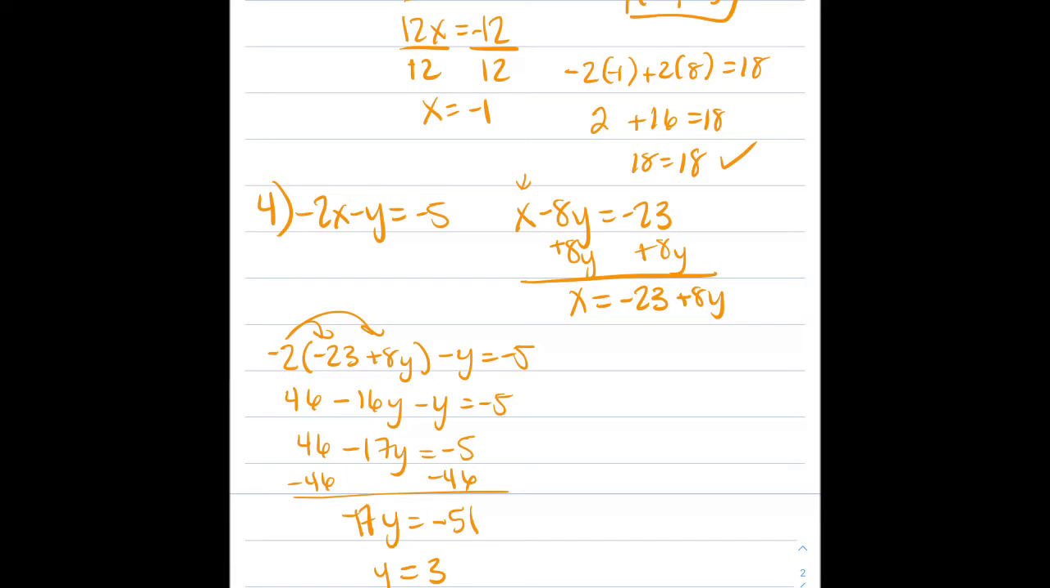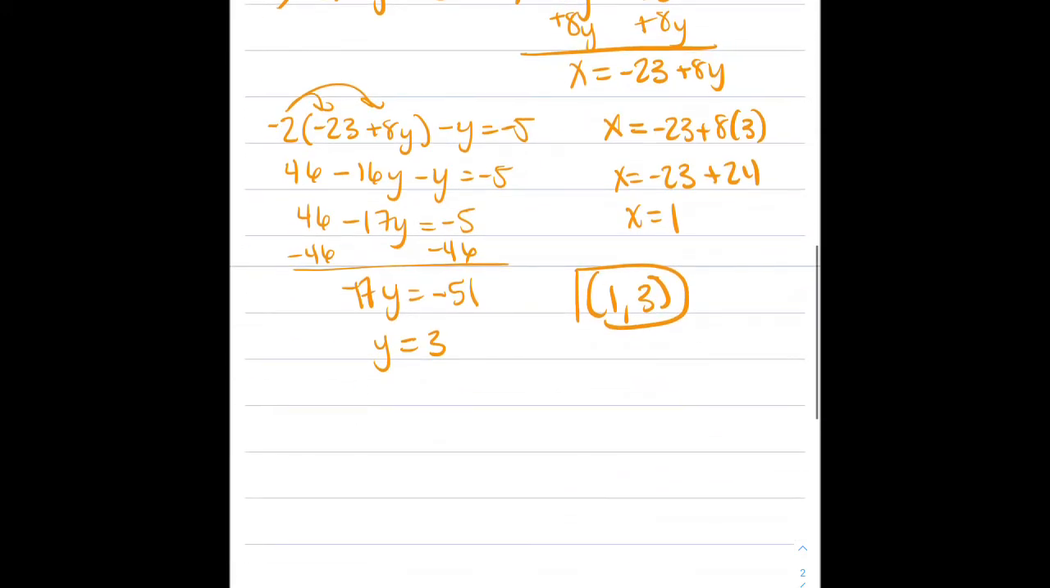Okay, so now I have a y. I'm going to plug that into this equation here. So x is going to equal negative 23 plus 8 times 3 instead of y. So 8 times 3 is 24, so x equals negative 23 plus 24, so x equals 1. So my point should be 1, 3.